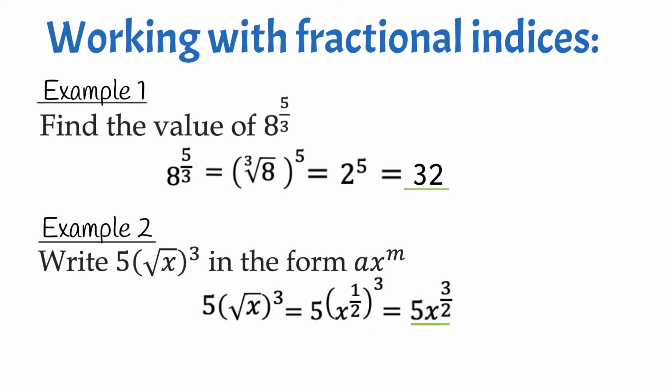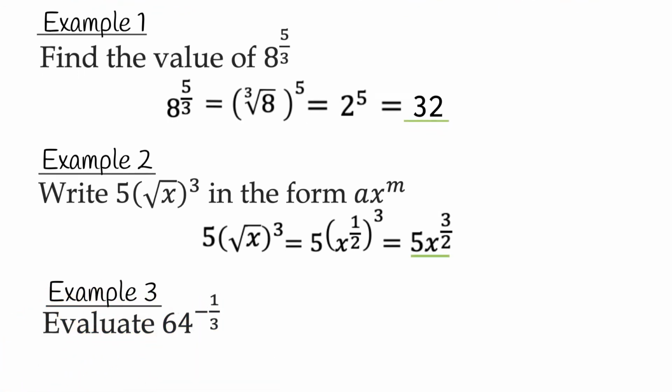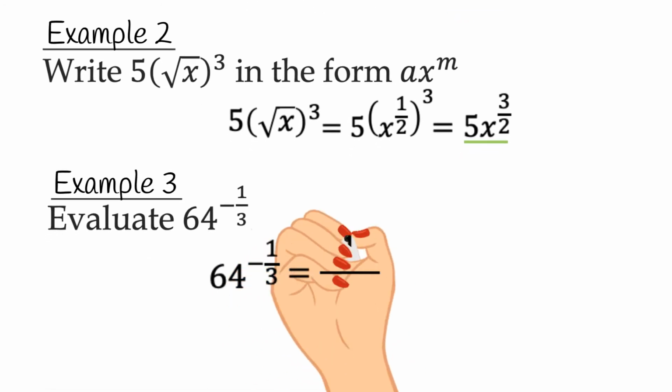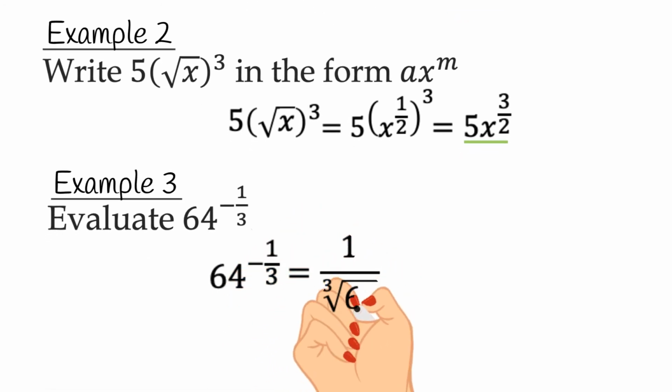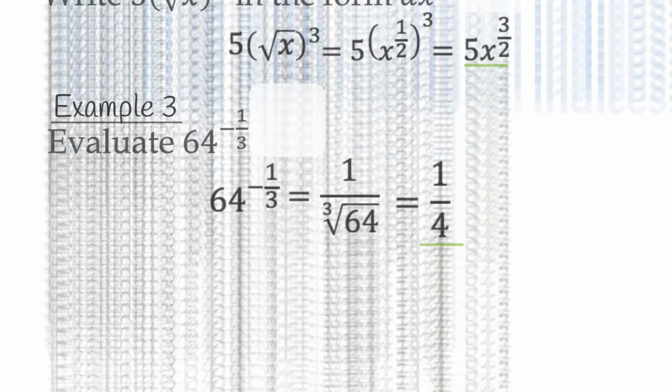On to my third and final example then. Evaluate 64 to the power negative 1/3. Well, first I know that negative is 1 over the positive version and a third is a cubed root. So what is the cubed root of 64? Well, 4 times 4 times 4 gives 64, so my final answer is 1/4.